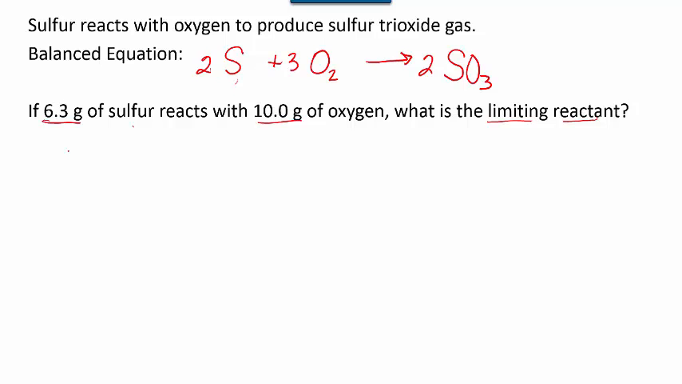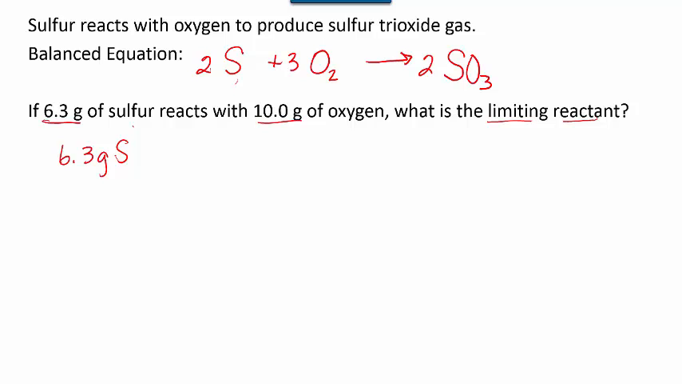So what we need to do at this point is just pick one of these, and it doesn't matter which one you pick, because either one is going to lead you to the right answer. So let's just say that we start with the 6.3, because that is the first number in the problem. So I have 6.3 grams of sulfur.